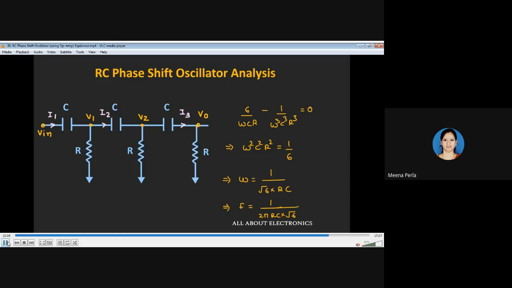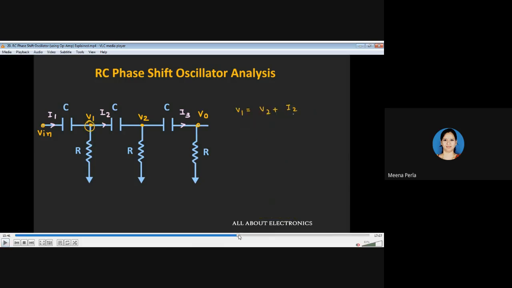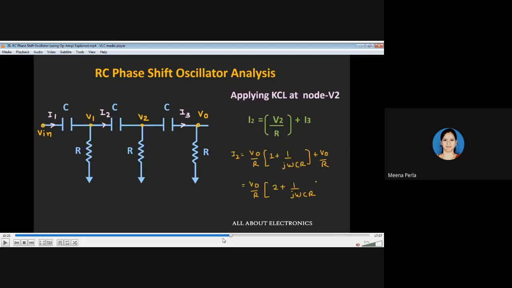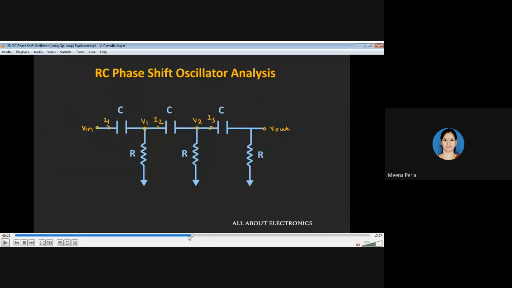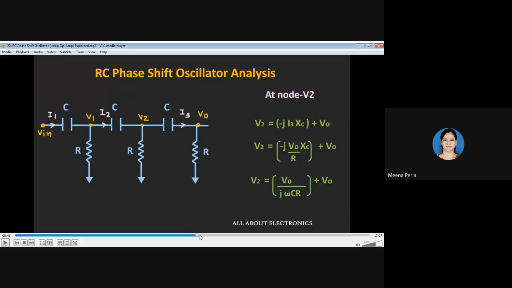So this is the frequency. I want you to note down this expression because there are questions asked to derive the frequency equation for the RC phase shift oscillator. So please note down this expression. Your expression starts from this point. Please note down, at node V2, we first calculated V2 in terms of V0. So this is your expression. Please note down this expression.